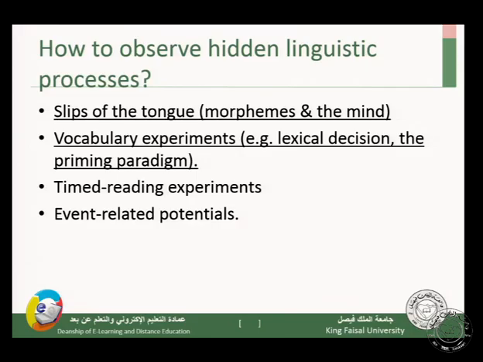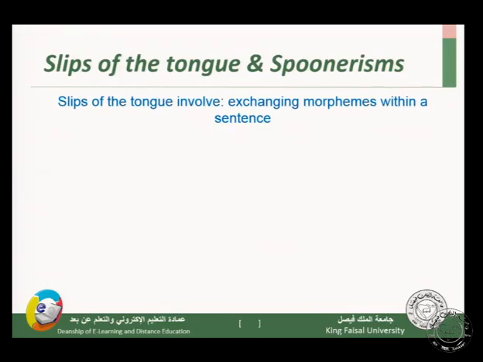So let's start with the first way of observing language processing, which is mind internal. We have something called slips of the tongue. What does it mean? And of course we have something which is similar to it, which is called spoonerisms. So slips of the tongue involve exchanging morphemes within a sentence. We're going to see how this looks in a minute. So slips of the tongue involve exchanging morphemes within a sentence.